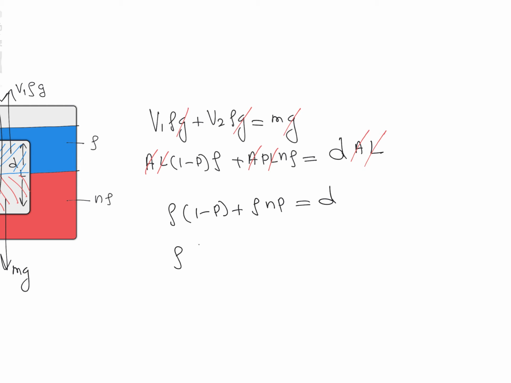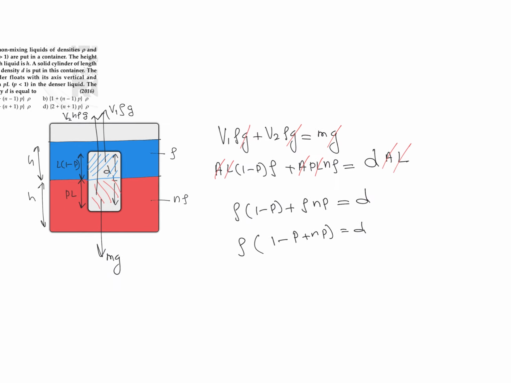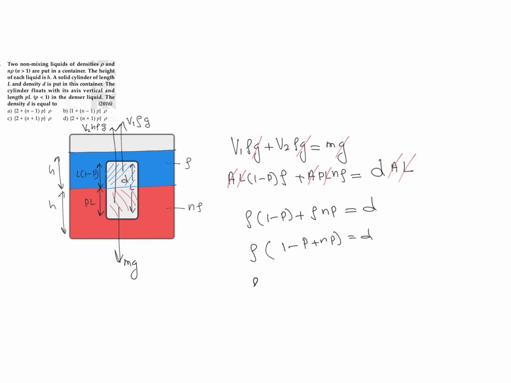Taking rho as common, it is 1 minus P plus n into P equal to D. Or you can write the density D equal to rho into 1, and taking P as common, it is going to be 1 plus n minus 1 into P, which equals the value of D.